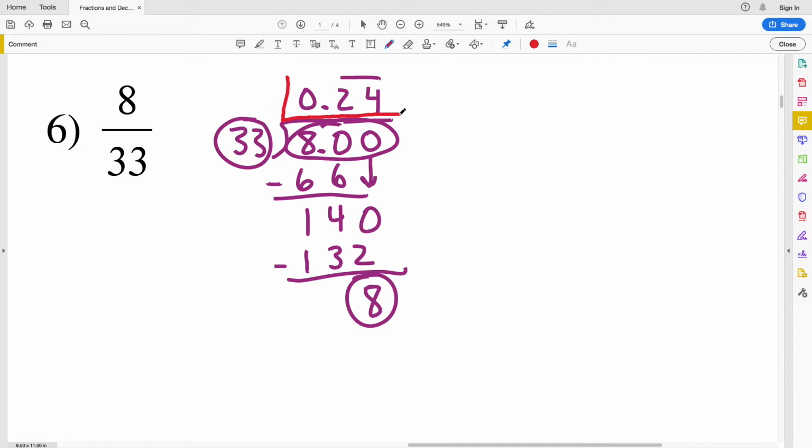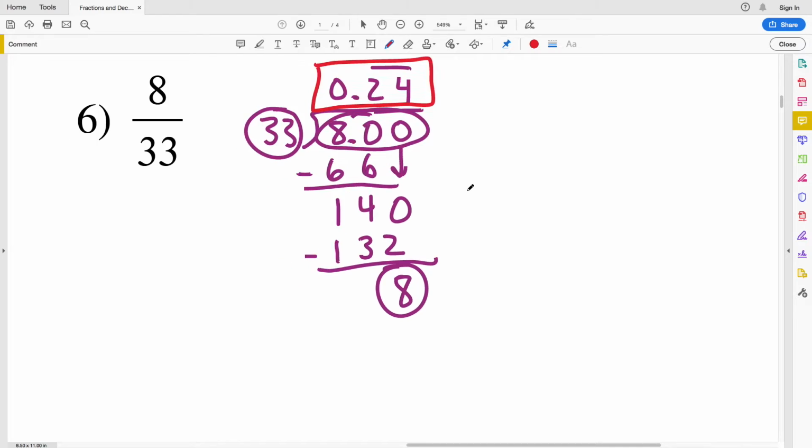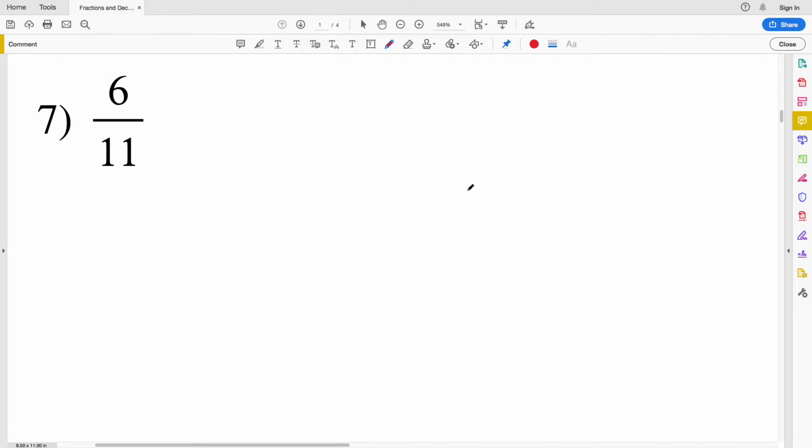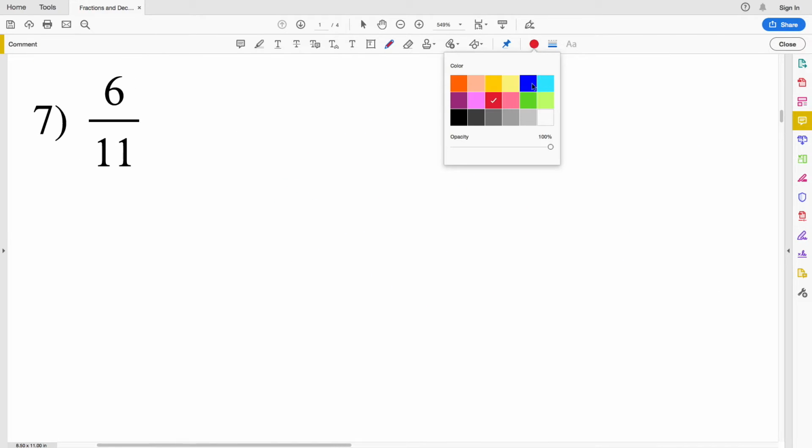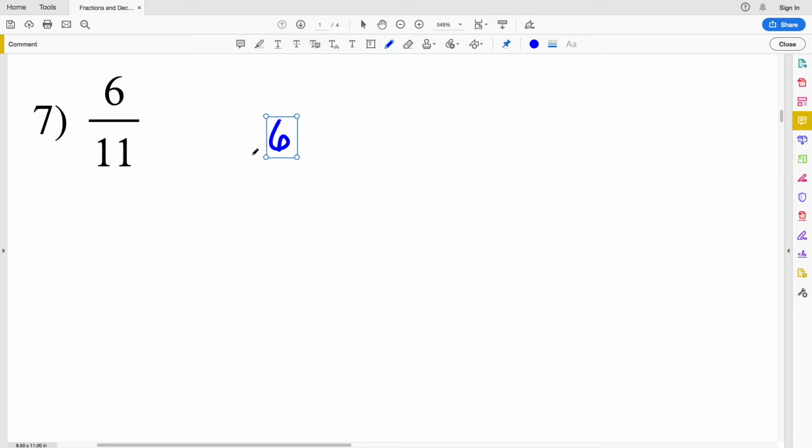0.24 repeating, or 24 hundredths repeating. Now let's continue on to number 7. In number 7, I'll give you a hint, we're going to have another repeating decimal. But let's go ahead and stick through that long division. So we'll take 6 and we're going to be dividing 6 by 11.